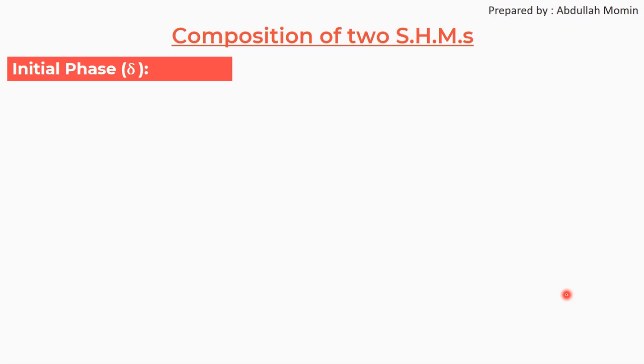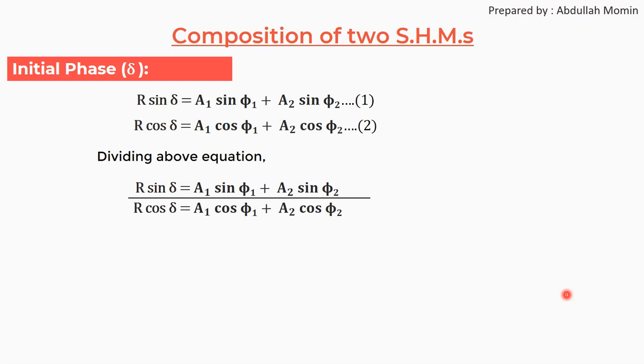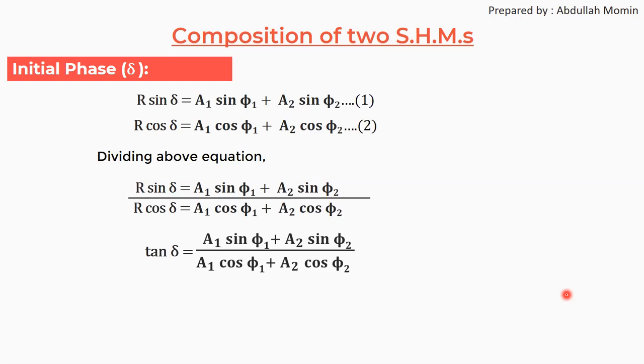Now we are going to derive the equation of initial phases. So we will divide equation number 1 and 2, which is r sine delta equals a1 sine phi 1 plus a2 sine phi 2. This is your equation number 1. We are going to divide this equation by equation 2, that is r cos delta is equal to a1 cos phi 1 plus a2 cos phi 2, and by dividing these two equations, r will get cancelled. Sin delta upon cos delta becomes tan delta. So we will write tan delta is equal to a1 sin phi 1 plus a2 sin phi 2 divided by a1 cos phi 1 plus a2 cos phi 2.